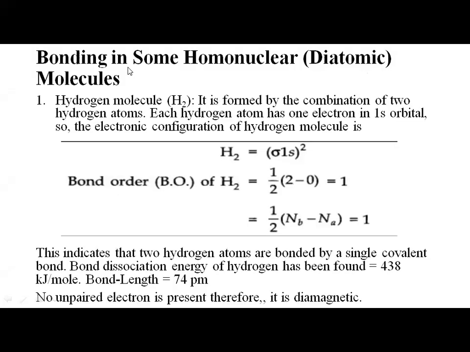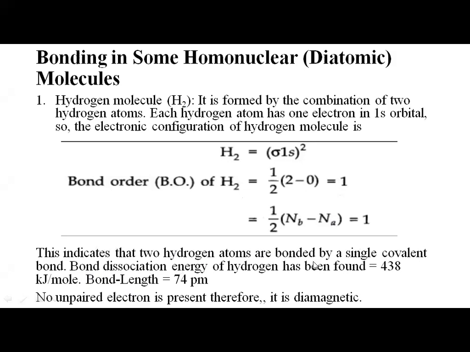So if you observe here, here is the example, the hydrogen molecule. This is homonuclear, that is, having the same atoms, right? So for our study here we have only homonuclear diatomic molecules. In the combination of 2 hydrogen atoms, each hydrogen atom has 1 electron in the 1s orbital. So the electronic configuration of the hydrogen molecule becomes sigma 1s2. So bond order, as we have calculated, is half times 2 minus 0, which is 1. We have seen this, right? So this indicates that 2 hydrogen atoms are bonded by a single covalent bond.